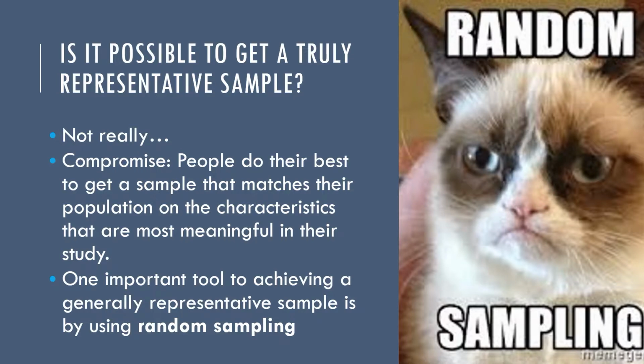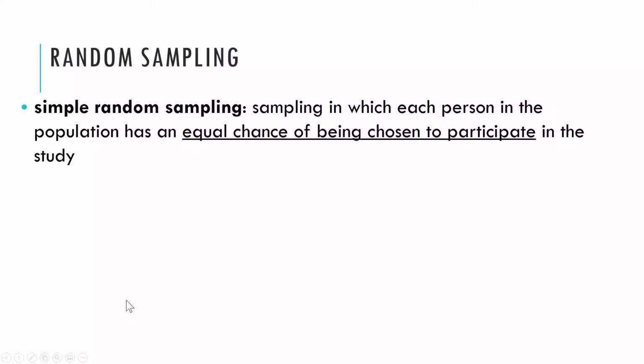Students always ask me if it's possible to get a truly representative sample. The answer is not really. Not usually, anyway. Social scientists have developed a sort of compromise, which is to do your best to get a sample that matches your population of interest on the characteristics that are most meaningful to the study. A common way of trying to achieve this compromise is by using random sampling.